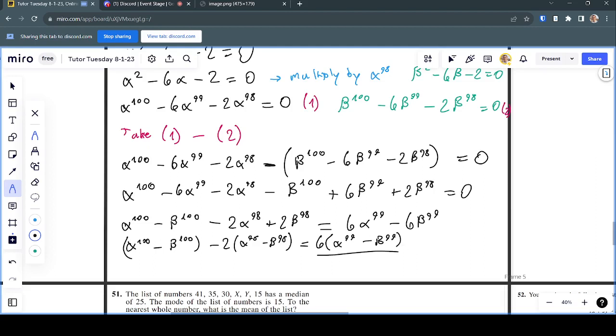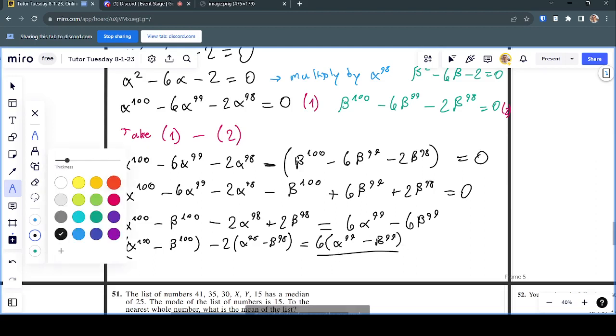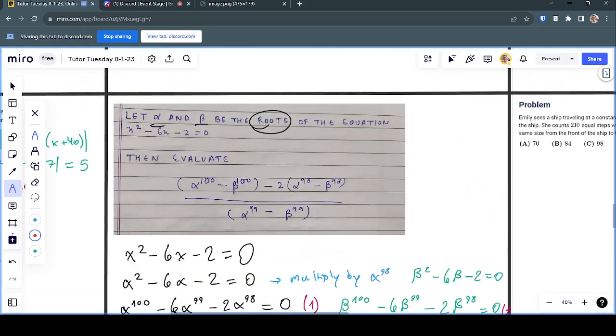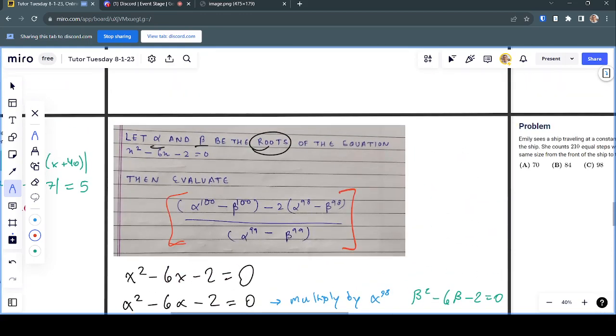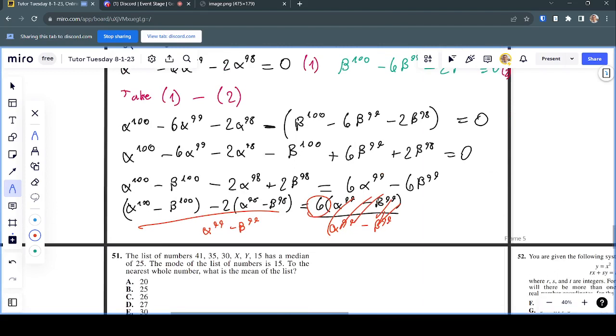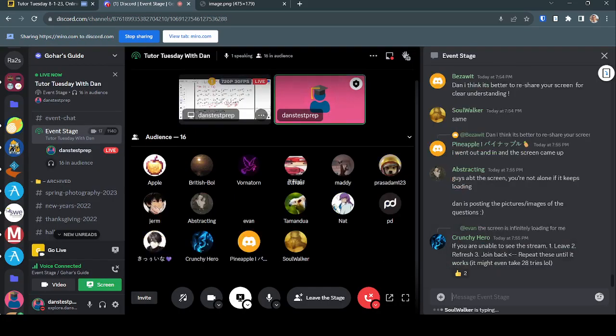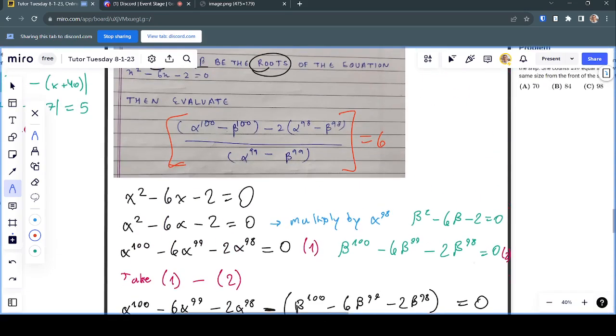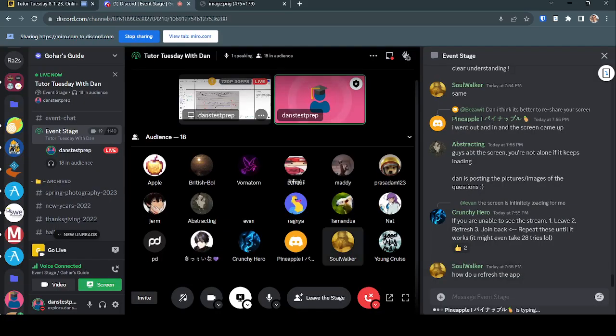And if we just divide by this alpha to the 99th minus beta to the 99th, you can see that we've successfully rearranged it into this form right here. And what we found is that it's just equal to 6. Without having to evaluate these 100 powers, 99 powers, 98 powers, we got this whole thing equal to 6.